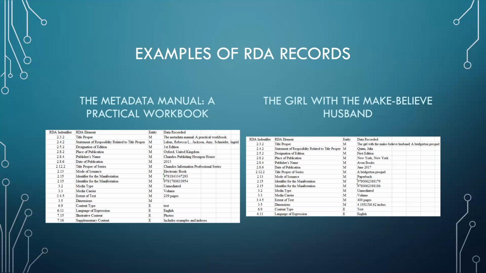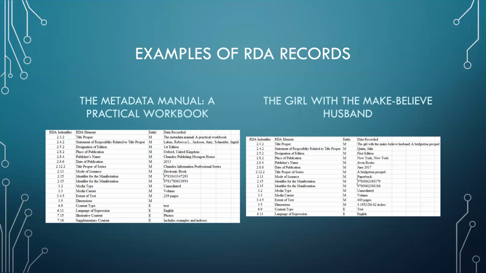This is just one example of a record, so it included the title, like I said, the Metadata Manual, a practical workbook, and the authors, Rebecca Lubis, Amy Jackson, Ingrid Schneider. It is a first edition. It was published in Oxford in the United Kingdom. The publisher is Chandos Publishing, Hexagon House. It was published in 2013. It is part of the Chandos Information Professional Series.